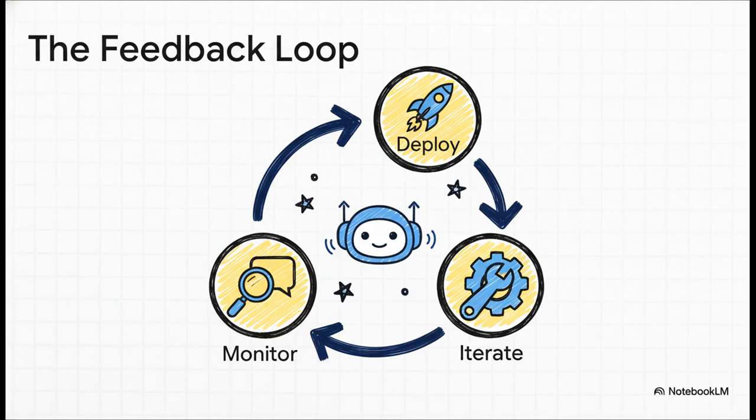First, you deploy it. You get it out there in front of real people. Then you have to monitor the conversations. You watch what's working and, more importantly, what's not. Every time the bot messes up or a user gets frustrated, that's not a failure. That's gold. That's your feedback. And finally, you iterate. You take what you learned, you tweak the scripts, you add more training data, and you launch a smarter version. It's this loop that turns a meh chatbot into an amazing one.